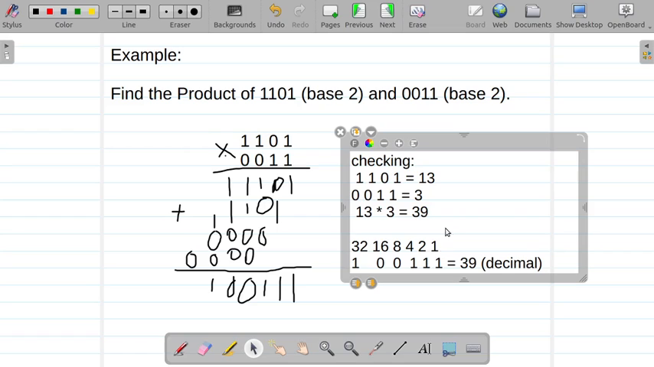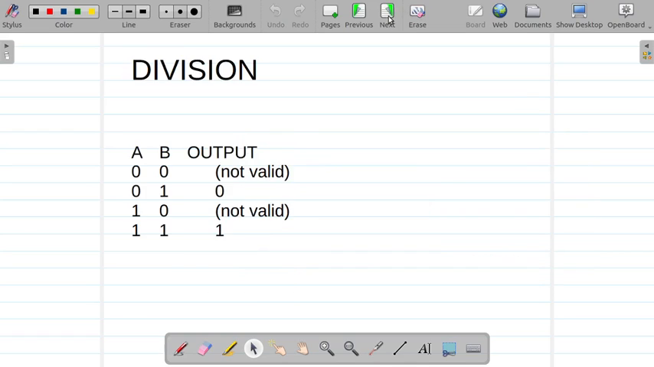So, it means tama ang ato ang pagkuha sa product sa 13 nga binary o sa multiplied by 3 nga binary. So, ang iyahang equivalent ani 100111 is 39 in decimal. So, tama ta. So, proceed ta sa division.